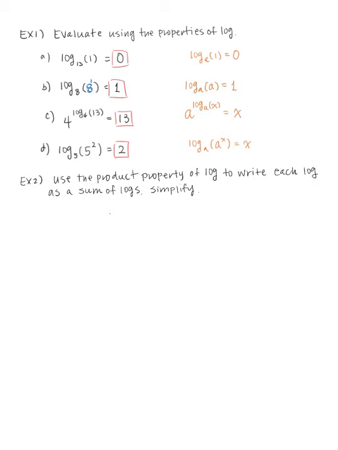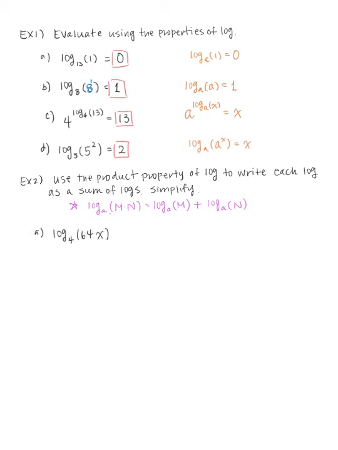Alright, now let's take a look at example 2. Use the product property of log to write each log as a sum of logs. Simplify. So basically what we're looking at is using this formula. If you have log base a of m times n, this is going to be log base a of m plus log base a of n.